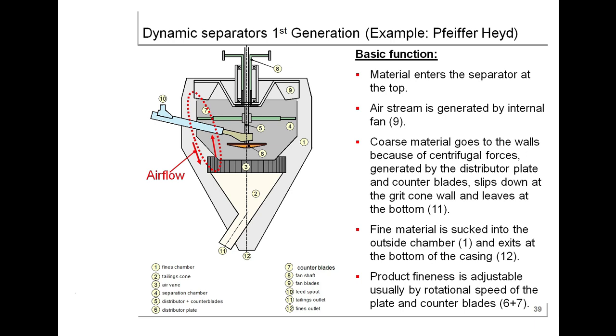The basic function: material enters the separator at the top. Airstream is generated by the internal fan. The coarse material goes to the walls because of centrifugal forces generated by the distributor plate and counter blades, slips down at the grid cone wall and leaves at the bottom. Fine material is sucked into the outside chamber and exits at the bottom of the casing. The product fineness is adjustable usually by rotating speeds of the plate and counter blades.